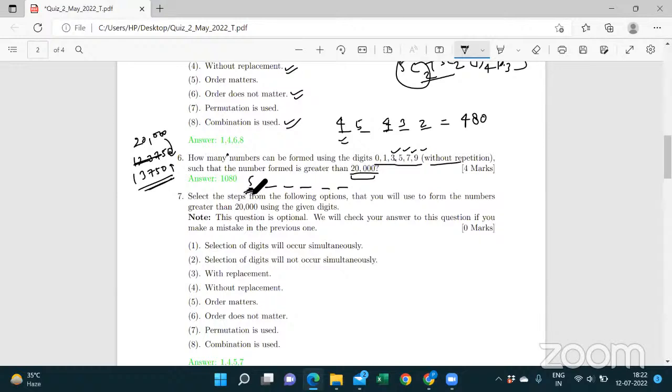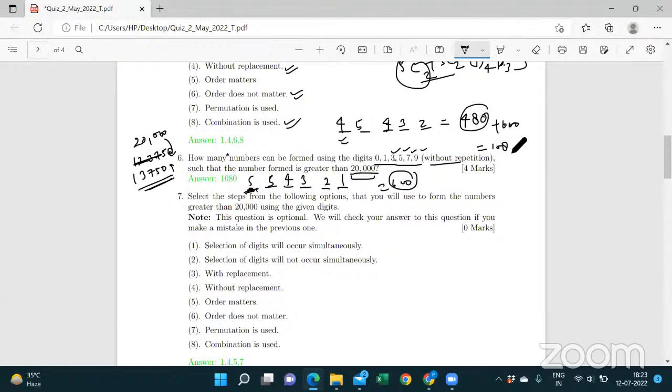So for the first place, how many ways do we have? 5, right? For the second, 5 ways. For the third, 4 ways. Then 3, 2, and 1. What will be the answer? 600. And so the final answer is 600 plus 480. You have to add these things. That's it. Yeah, I missed this 6-digit one, sir.